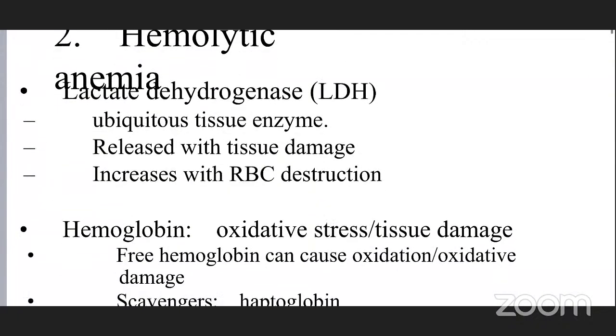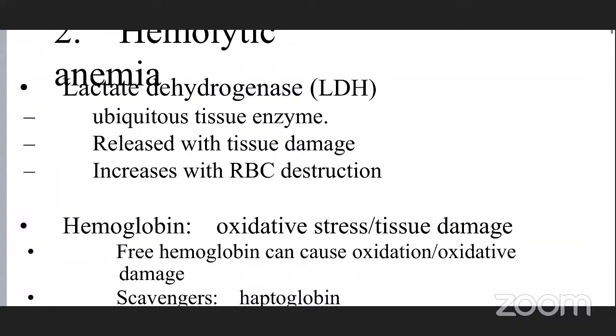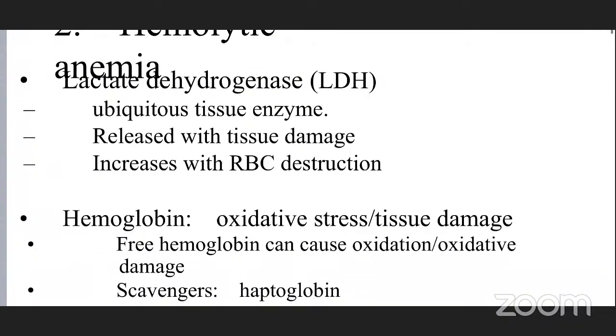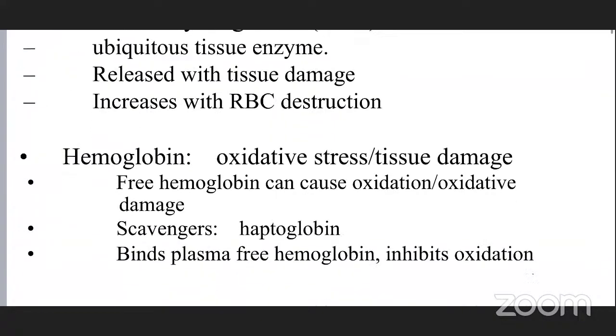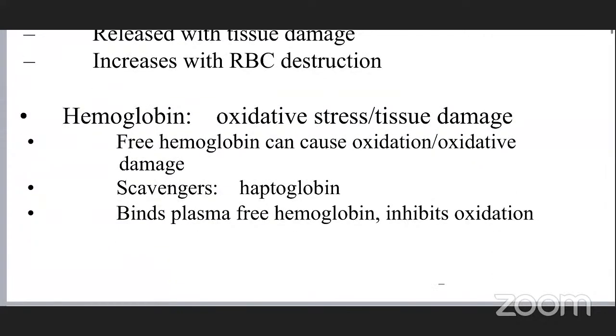Hemolytic anemia, lactate dehydrogenase. It is not specific for hemolytic anemia or RBCs. It is released from many tissues when damaged in our body, but it also increases with RBC destruction, as in hemolytic anemia. Free hemoglobin can cause oxidative stress or tissue damage, or oxidation damage. Haptoglobin in the blood binds plasma-free hemoglobin and inhibits oxidation. So in conclusion for these hemoglobins, we will see low haptoglobin or free hemoglobin in urine.